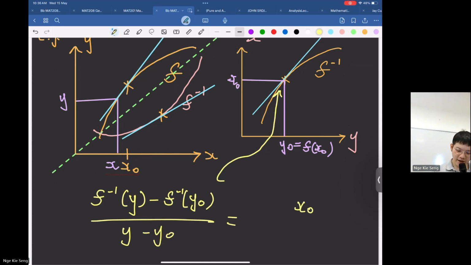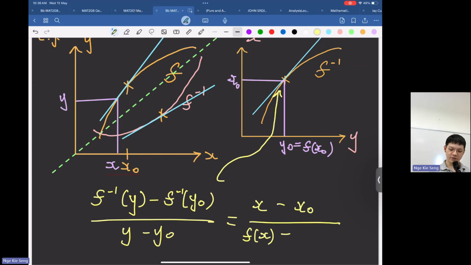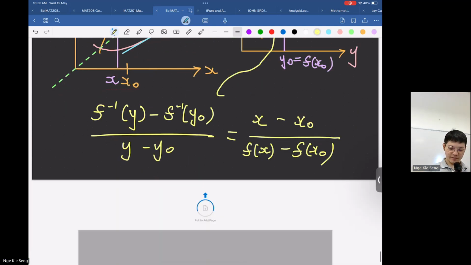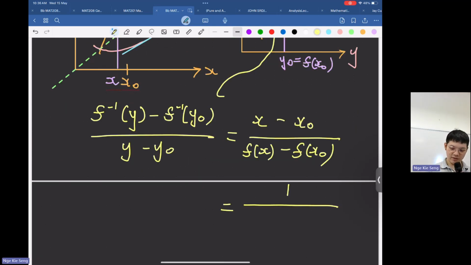Correct. And then inverse of y, maybe we call it x. Just call it some x. And then the bottom, y minus y naught. Let's say this x is the one that gives you y, so y is f of x. And then y naught is equal to f of x naught. But what is this? 1 over (f(x) minus f(x naught)) over (x minus x naught).